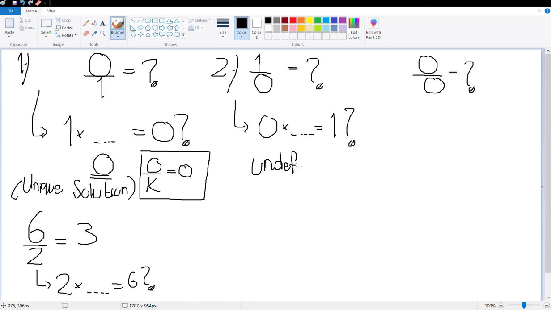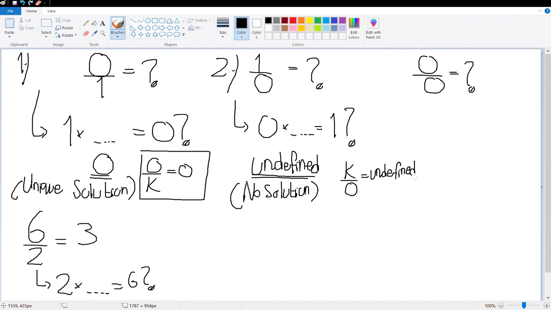Now, what does undefined mean? Undefined basically means it's impossible for you to find the value. It means the value does not exist. You cannot find the value, or you could even say no solution. So 1 divided by 0 means no solution. And it's not only 1 divided by 0. Any number, if you divide it by 0, as long as it's not 0 divided by 0, is also undefined. So it means you cannot divide anything by 0.